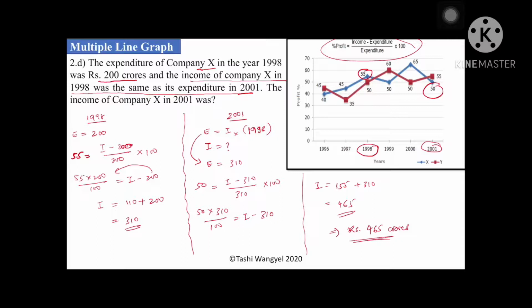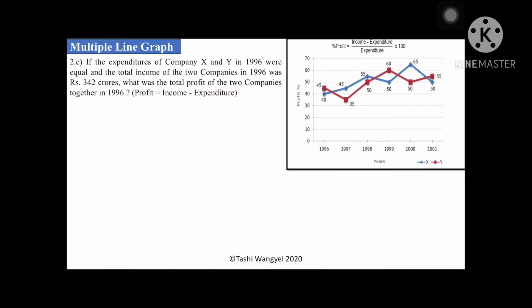The next question: if the expenditure of company X and Y in 1996 were equal, and the total income of the two companies was 342 crores, what was the total profit of the two companies? Profit is income minus expenditure. The expenditures of company X and company Y are equal in 1996, and the total income of company X and company Y in 1996 is rupees 342 crores. What was the total profit of the companies in 1996?